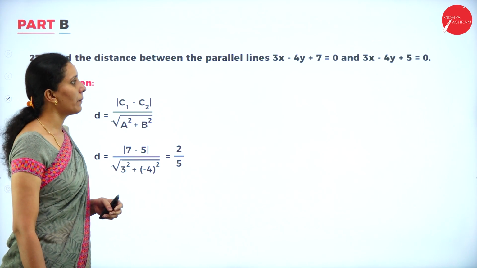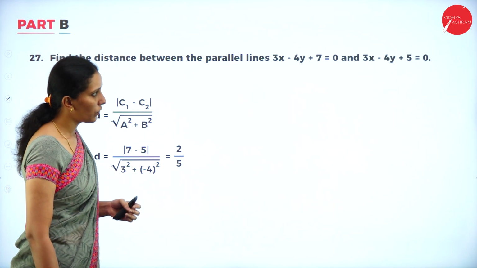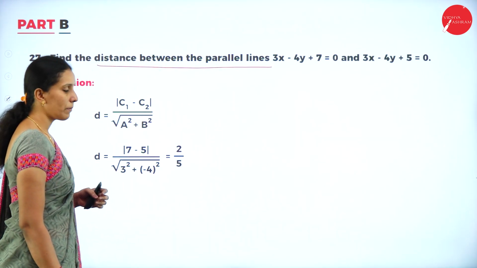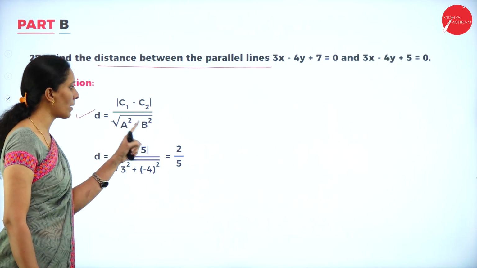Find the distance between the parallel lines 3x minus 4y plus 7 is equal to 0, 3x minus 4y plus 5 is equal to 0. So the distance between the parallel lines is given by the formula d is equal to modulus c1 minus c2 divided by square root of a square plus b square.